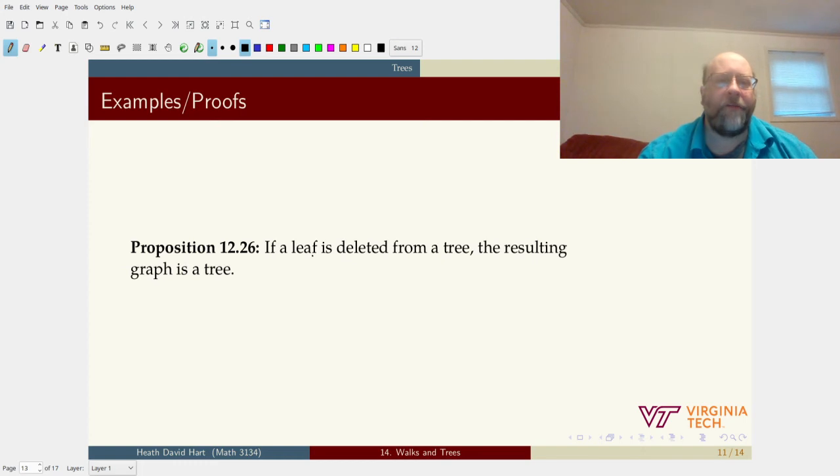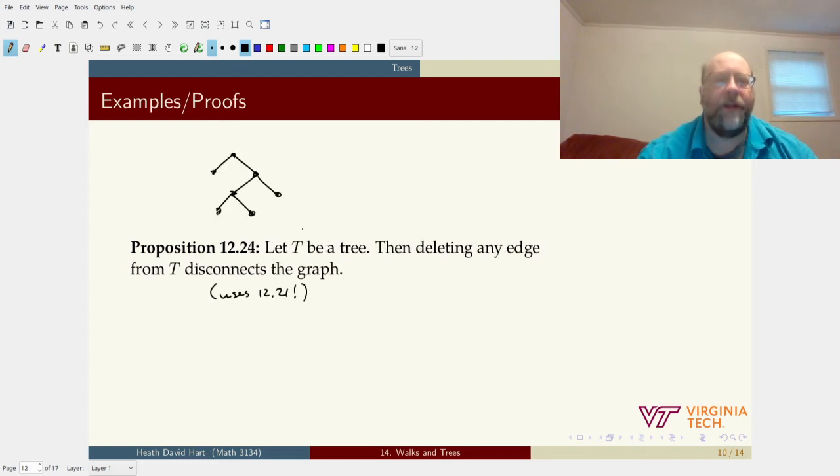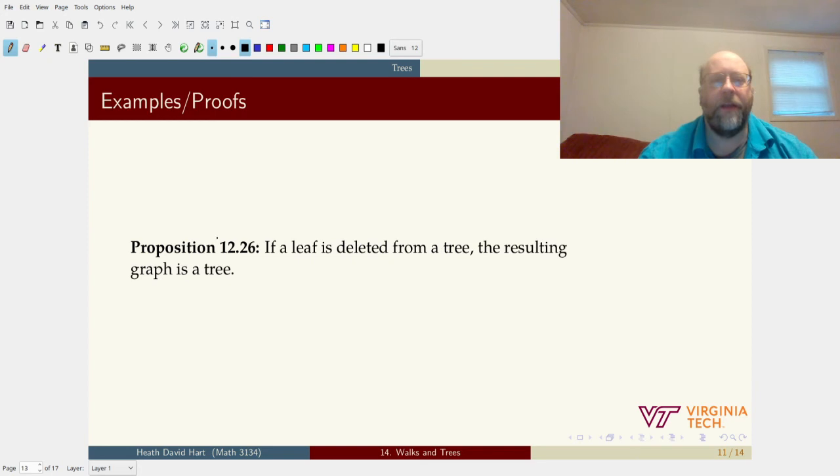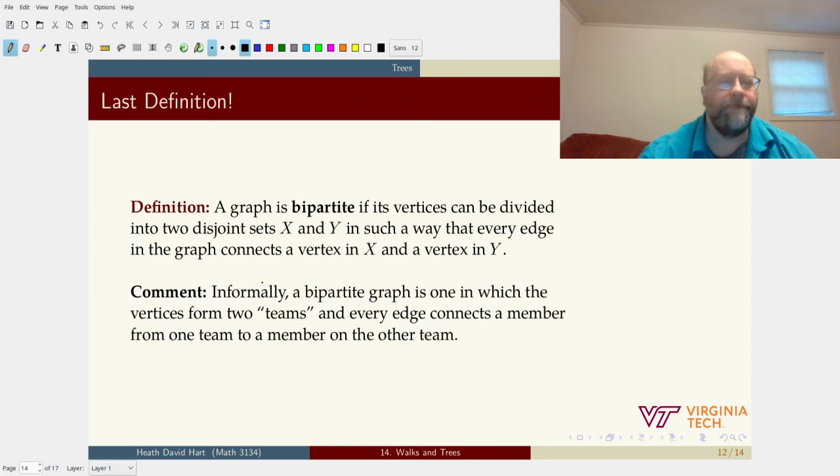On the other hand, if I delete a leaf from a tree, the rule is when you delete a vertex, you also delete the edge that comes with it. You still have a tree when we do that. Deleting a leaf from a tree results in a graph that's still a tree. So we can't delete an edge, but we can delete a leaf.